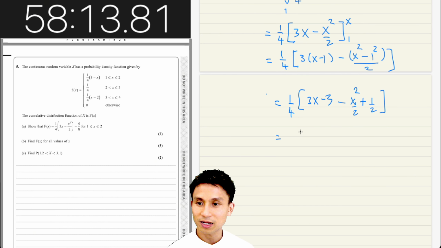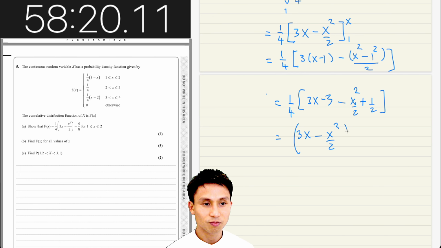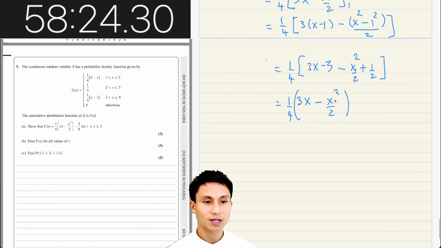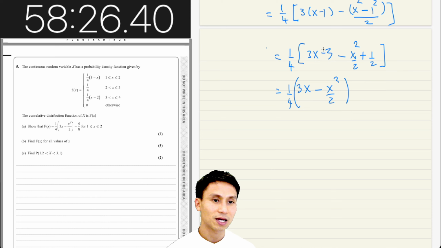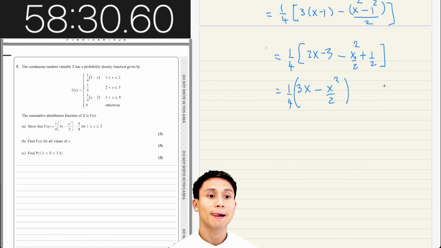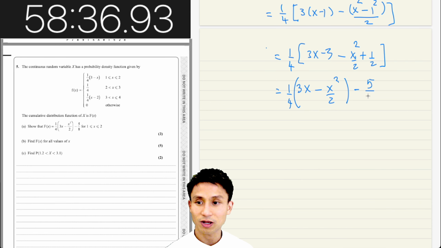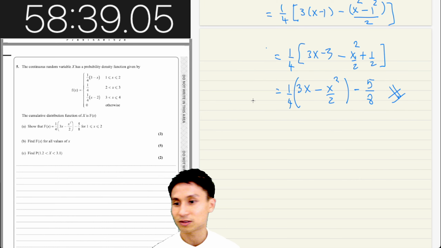If we expand, we keep 3x in the brackets and minus x squared over 2 in the brackets, and push the number out of the brackets. The number to be pushed out would be minus 3 plus 1 over 2, that is minus 5 over 2, right? Minus 5 over 2 multiplied by 1 over 4 would be minus 5 over 8, which is as required.